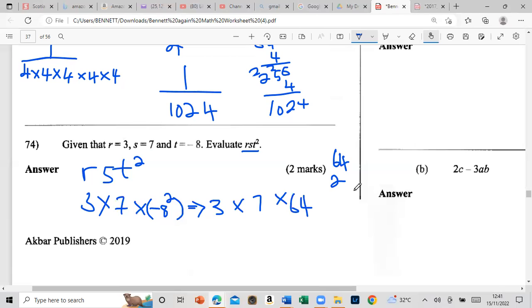Start with the units: 4 times 4 is 16, 6 times 4 is 24... then 2 times 4 is 8, 2 times 6 is 12. Add them up. Our final answer will be 1344.